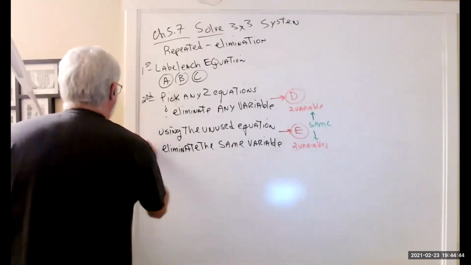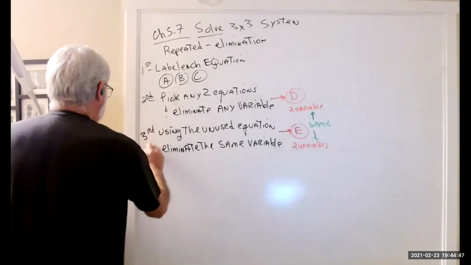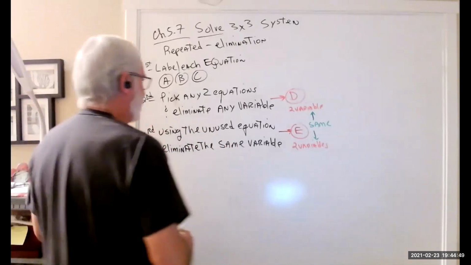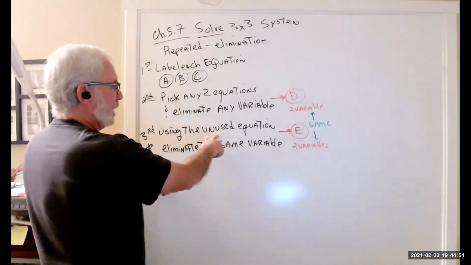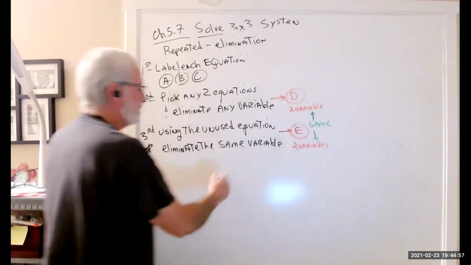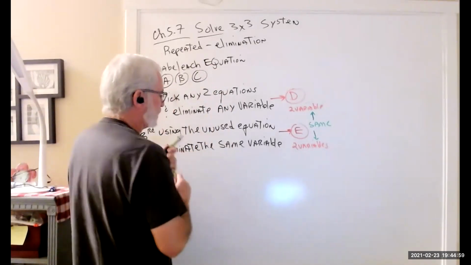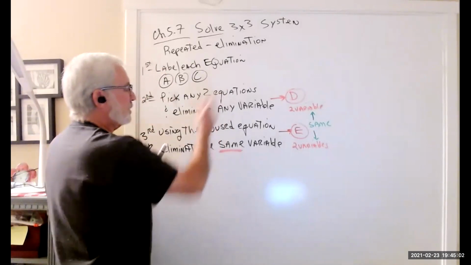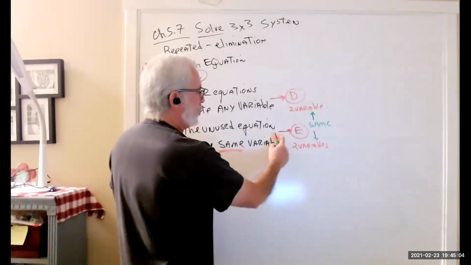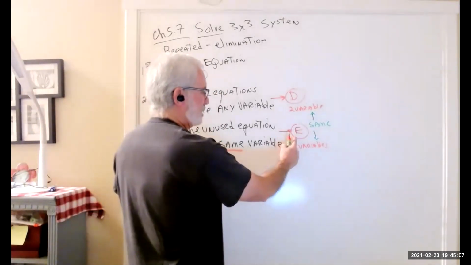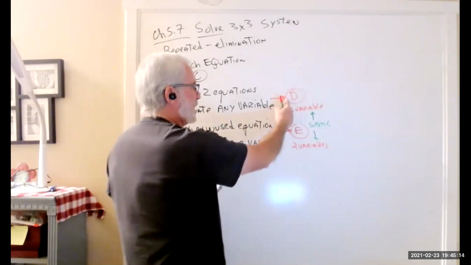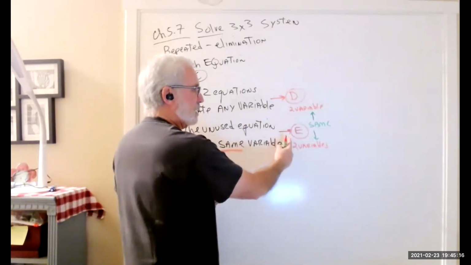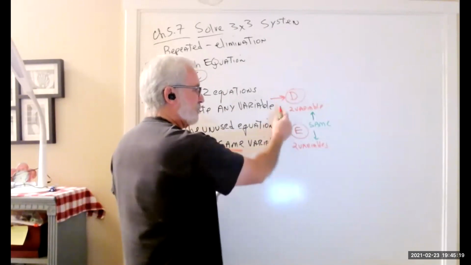So this is step number 3, and it's really important that you do it right. Using the unused equation, add the 2 together and eliminate a variable, but it's got to be the same variable that you eliminated before. And we call that new equation E. So we've created 2 brand new equations, D and E, and they should have exactly the same variables in them.